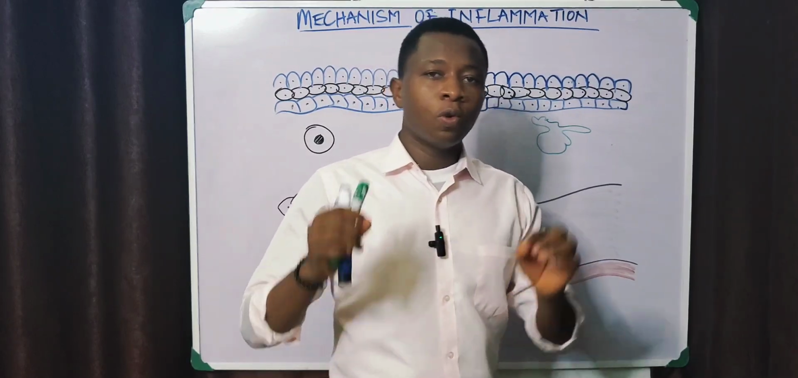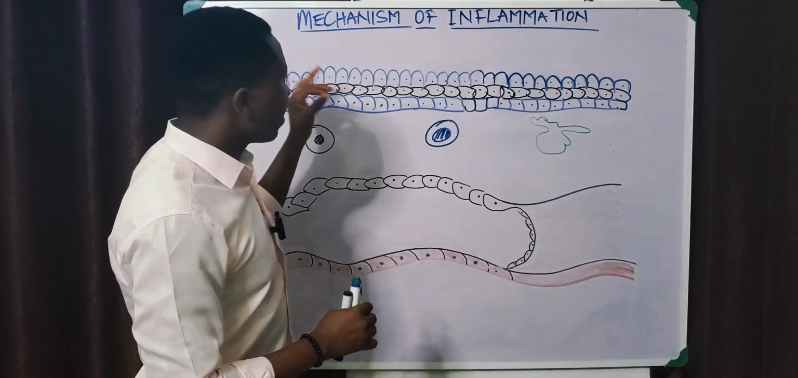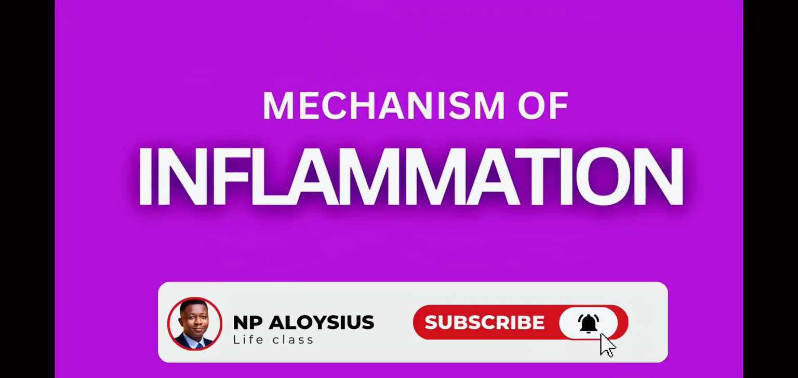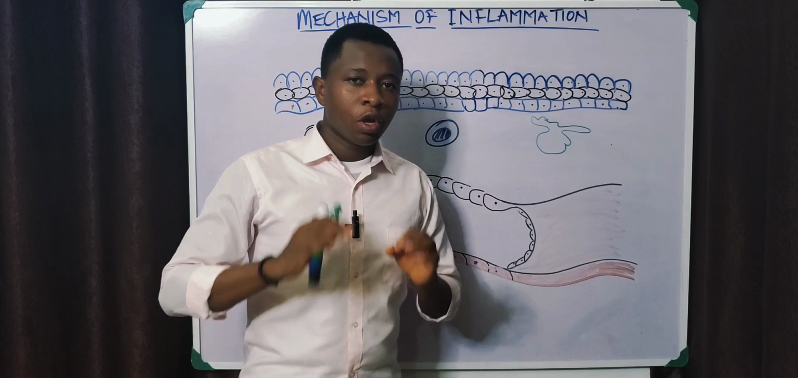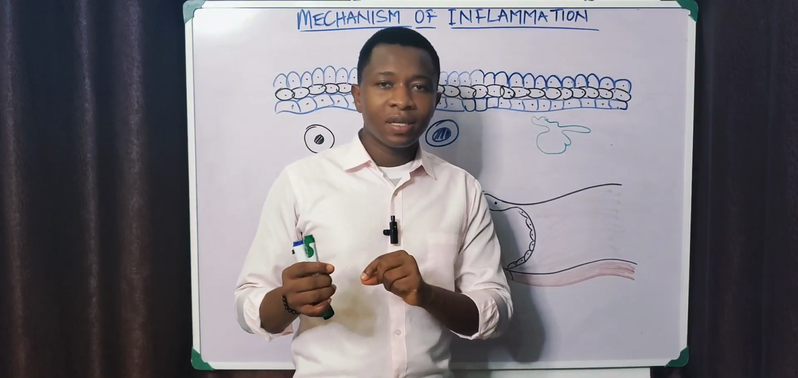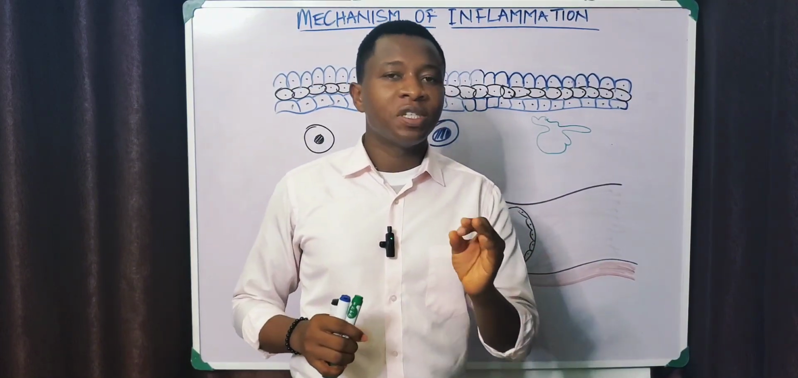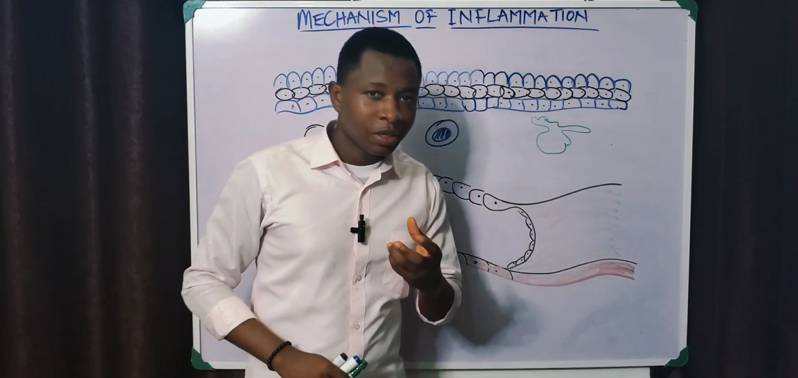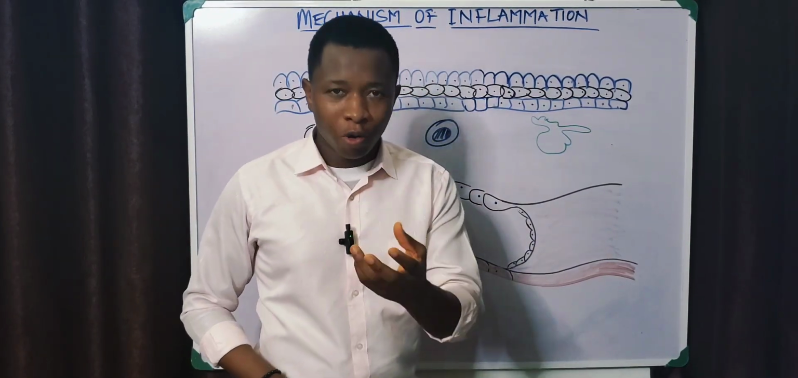Hey guys, so in this video, we'll be talking about the mechanisms of inflammation. So what exactly is inflammation? Inflammation is an event that occurs as a result of tissue damage. So when the tissues of the body are damaged, inflammation occurs.